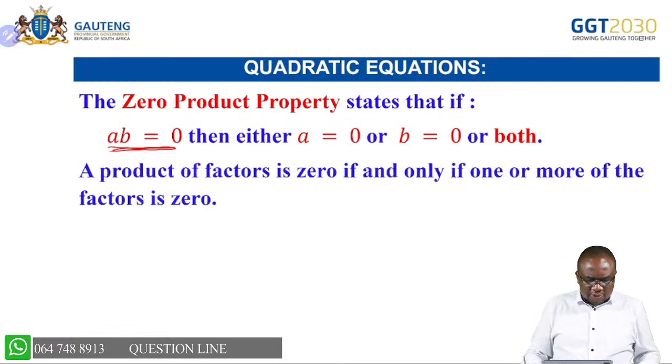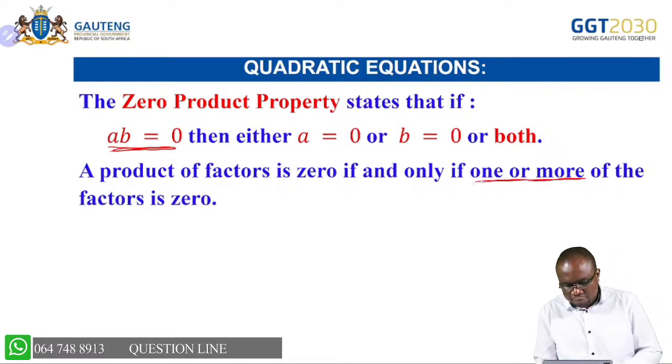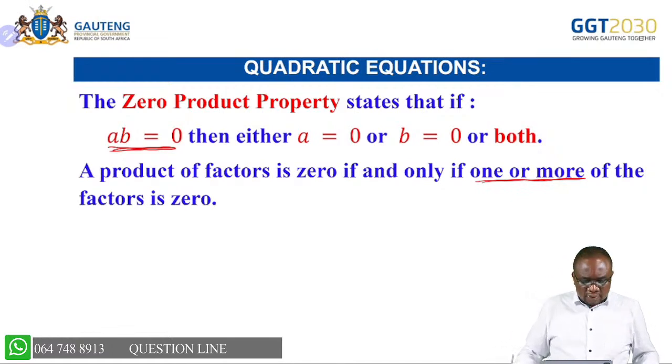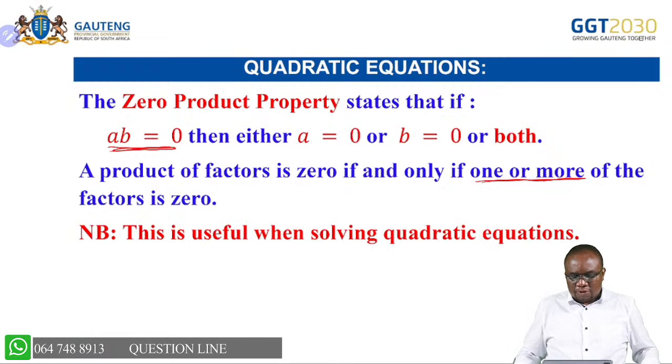To quadratic equations. A product of factors is 0 if and only if one or more of the factors is 0. Take note of that. And this is useful when solving quadratic equations. Very, very important. Okay?